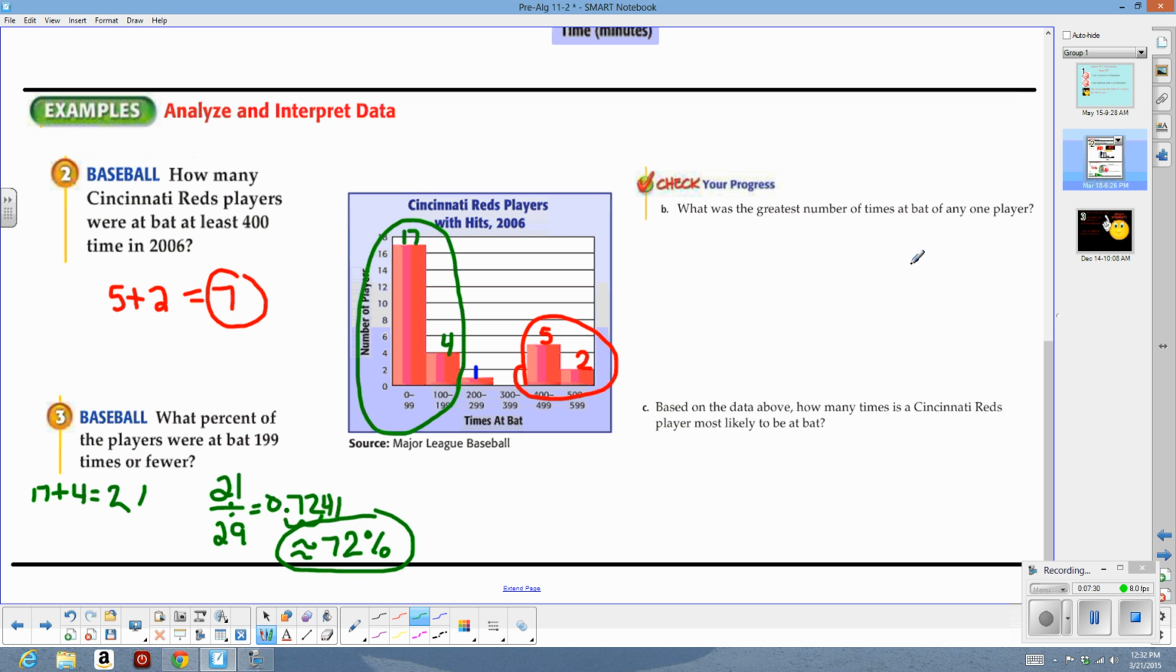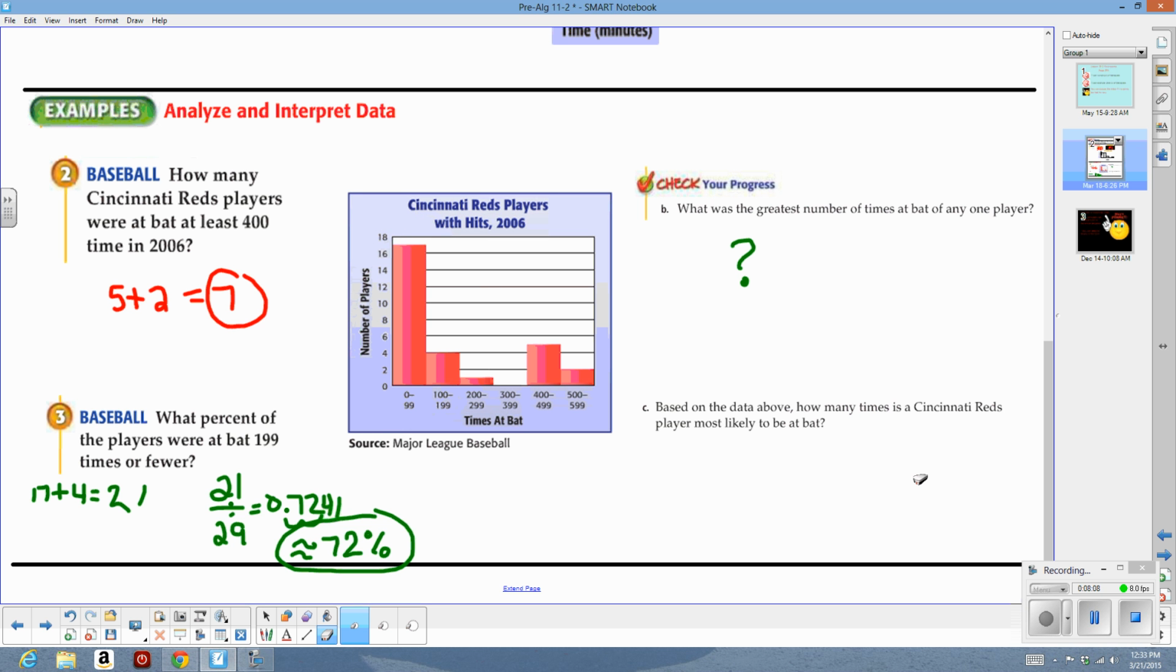What was the greatest number of times at bat of any one player? Well, for this, we really can't answer. We can't answer this question because this doesn't give the individual number of at-bats for each player. This just tells how many players there are in each one of these intervals. So we don't know what the greatest number of times. We know it's going to be somewhere between 500 and 599.